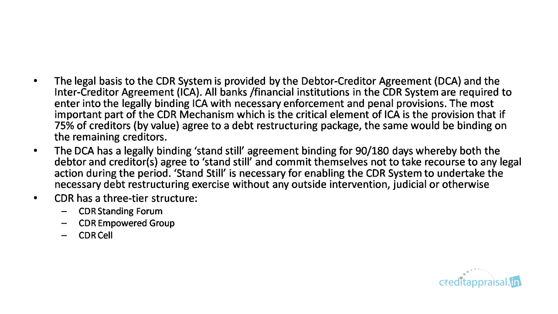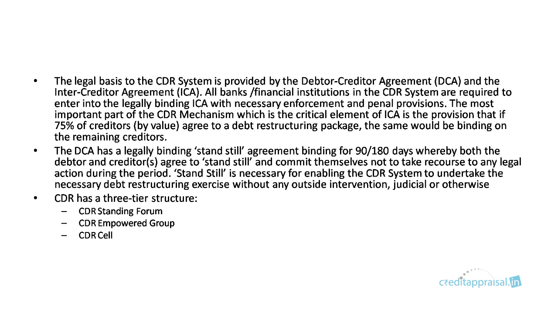As we said earlier, the legal basis is provided by the DCA and ICA, and all banks in the CDR system are required to enter into a legally binding ICA with necessary penalty provisions. The most important part is that if 75% of creditors agree to a restructuring package, it will be binding on all the remaining creditors. The DCA will be a binding agreement for 90 or 180 days. During this period, the debtors and creditors agree that they are not going to take any legal recourse. This standstill period is required because the CDR system should function smoothly without any judicial intervention. All parties agree not to take any legal recourse against the company.